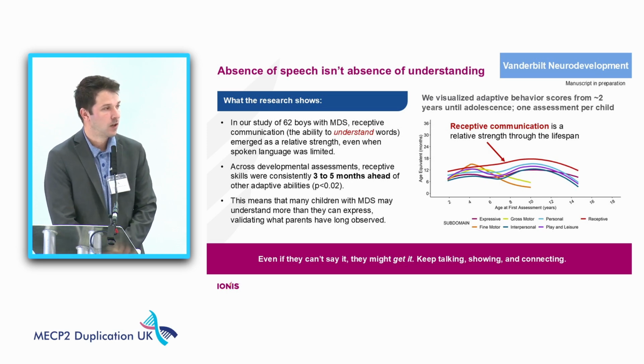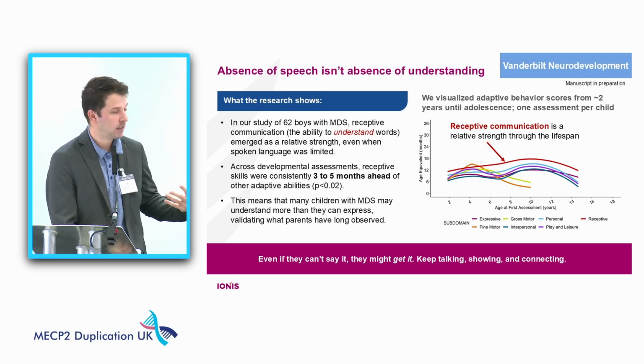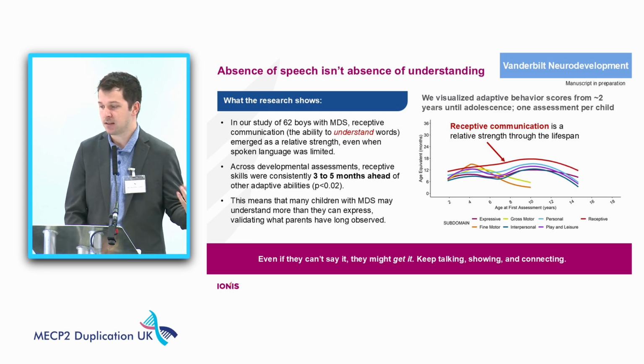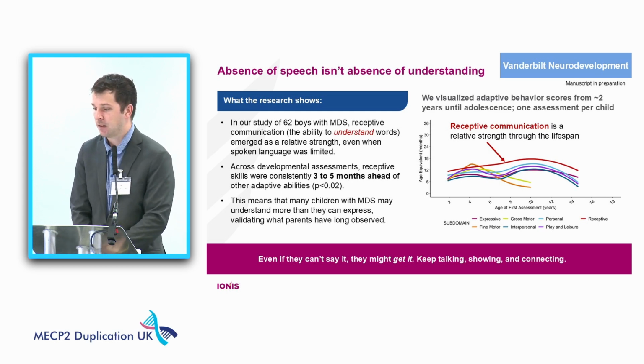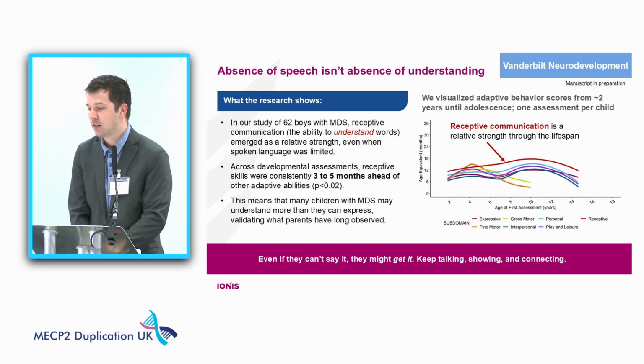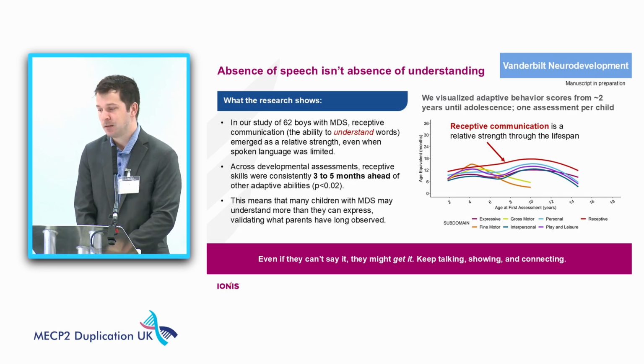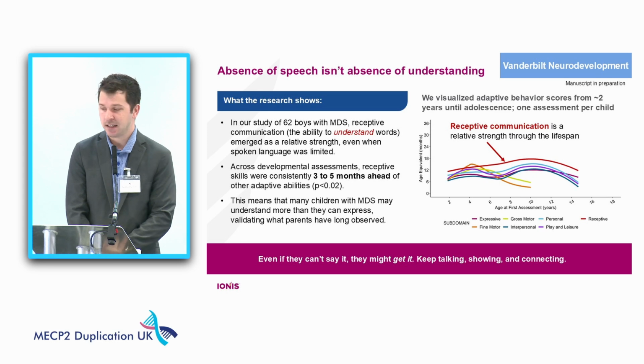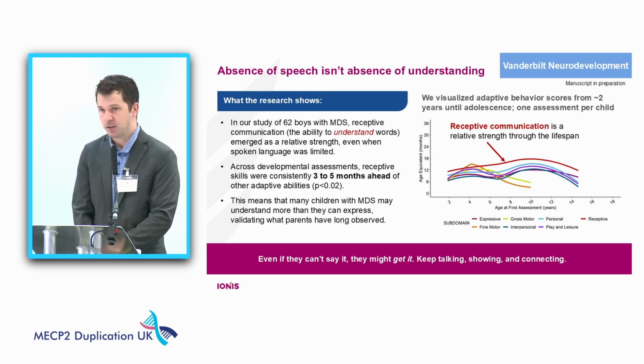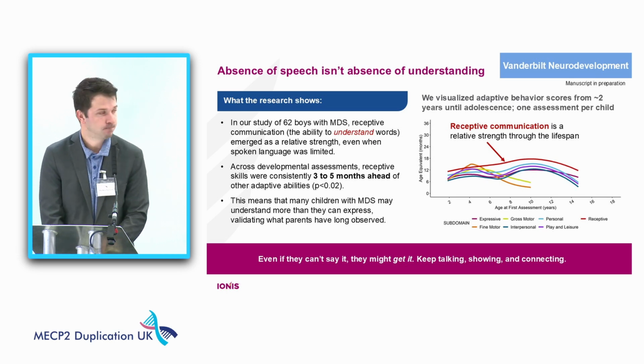So when we chart developmental function, we chart it based on a typically developing child and what they would normally, milestones that they would normally achieve at different months of age. And so the difference there, 3 to 5 months, is quite substantial. Ultimately, this means that many children with MDS may understand more than they can express, validating what you have long observed. And so I want this data to serve as an encouragement that even if they can't say it, they might get it. So keep talking, showing, and connecting.